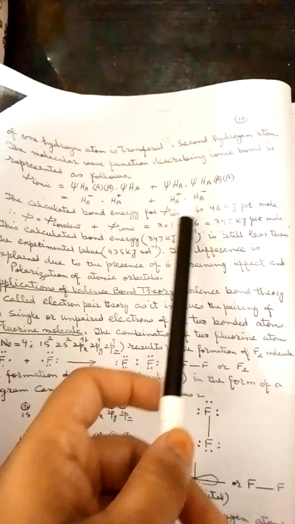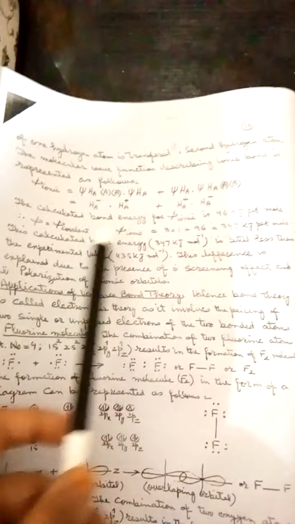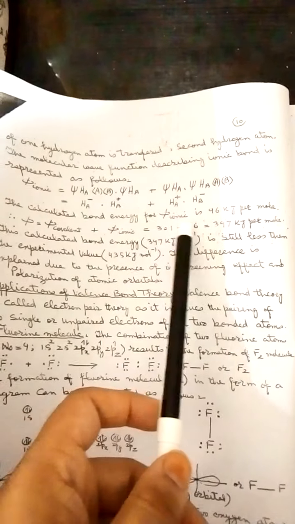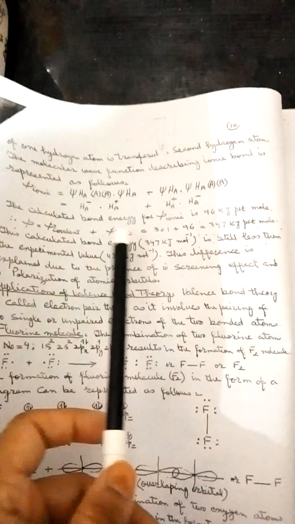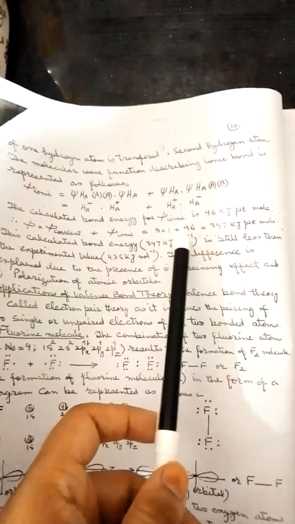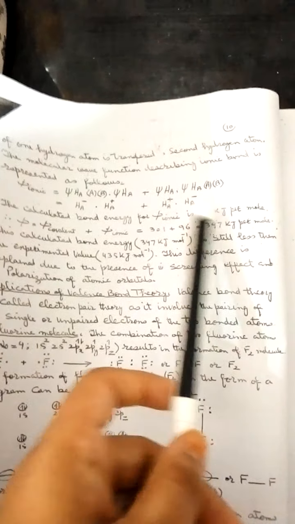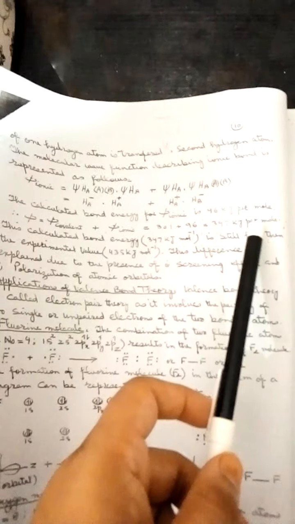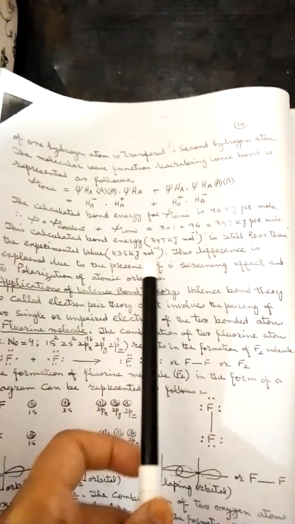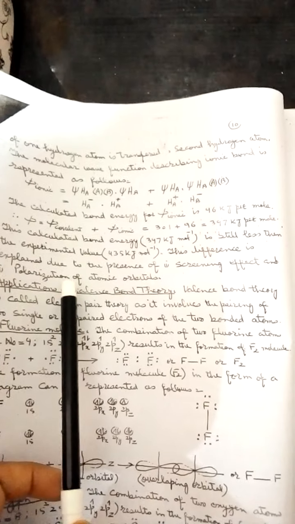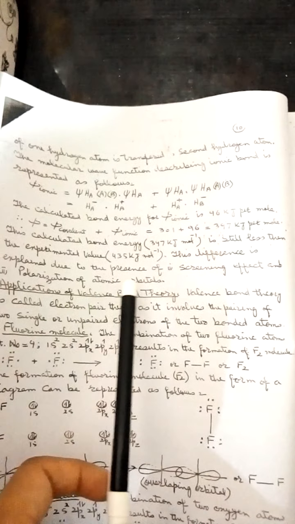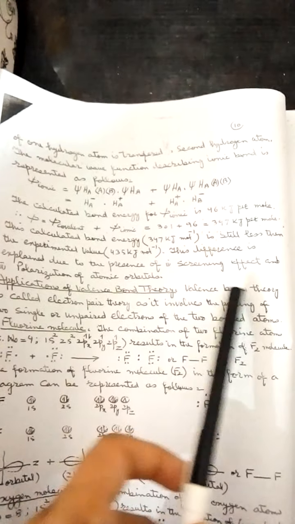This one will lose and this one will gain, so it gets a negative charge. The calculated bond energy for ionic is 96 kilojoule per mole. Phi is equal to phi covalent plus phi ionic, which is 301 plus 96, equal to 397 kilojoule per mole. This calculated bond energy is still less than the experimental value. The difference is explained by the presence of the screening effect and the polarization of atomic orbitals.